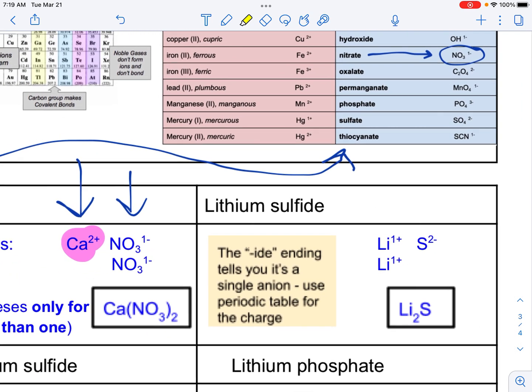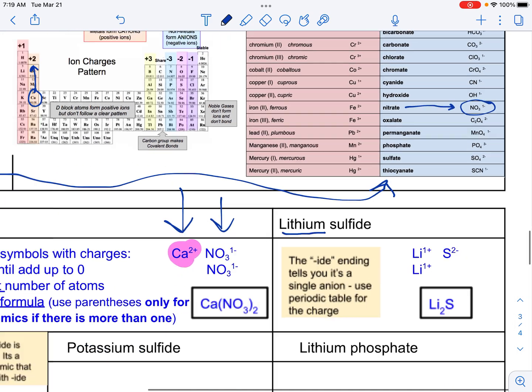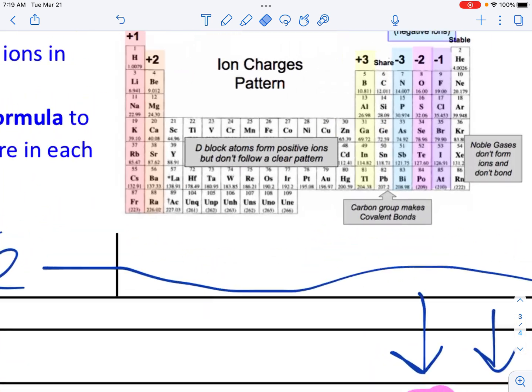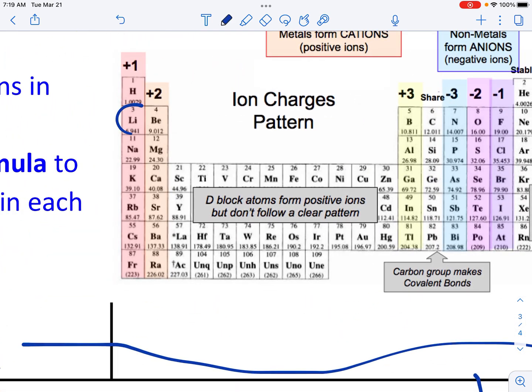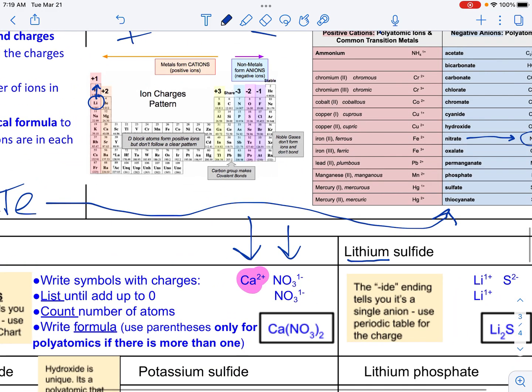Let's look at this example, lithium sulfide. So lithium is, again, from the periodic table, what I'm calling a type 1. I look for lithium, and I see it is here, and it's a +1. And that is why I wrote Li +1 over here on the list.